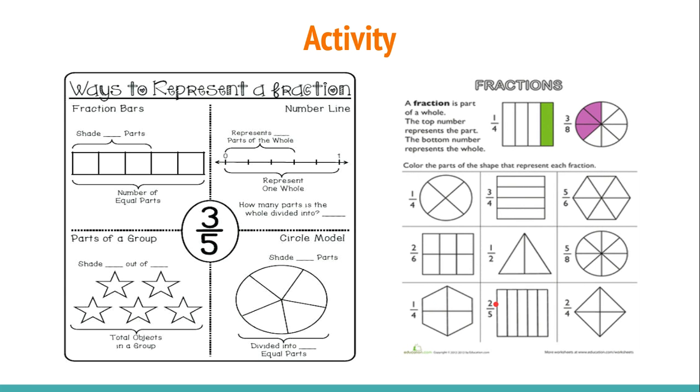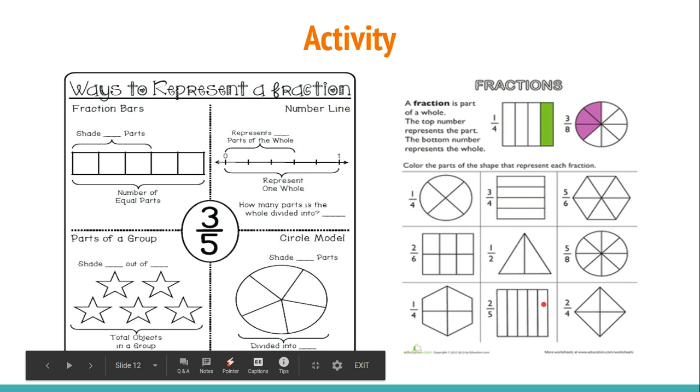And then here's 2/5. So here's all 5 sections of a square, and they only want to give away 2. So we're coloring in 2 sections. And then here we have 2/4. So we can color in the top 2, and that equals 2/4.